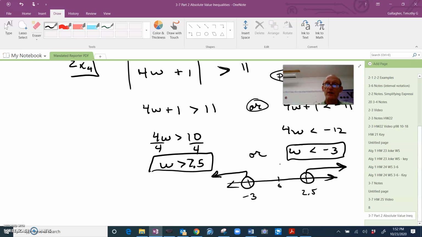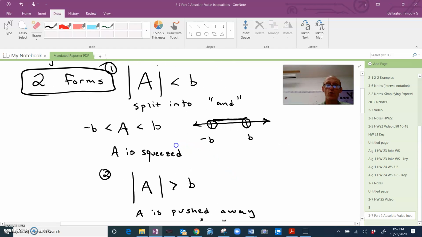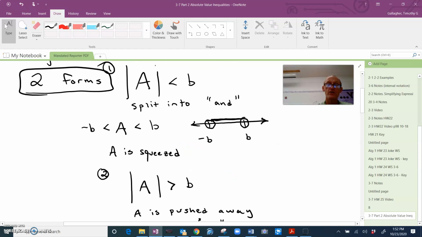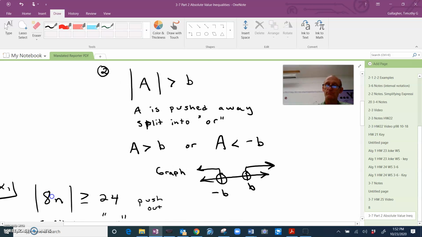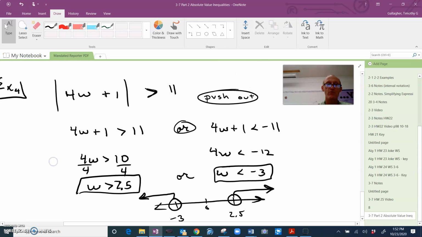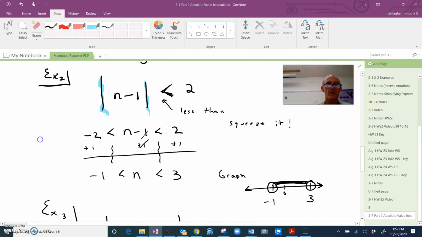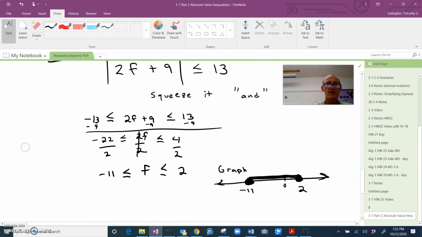So absolute value inequalities, we remember there's two forms. It's either going to be split into an and, it's squeezed. The second form is going to be pushed away, and it's split into an or problem. Okay, and we went through four decent examples: example 1, example 2, example 3, example 4.